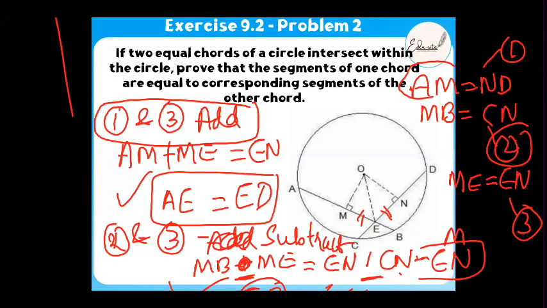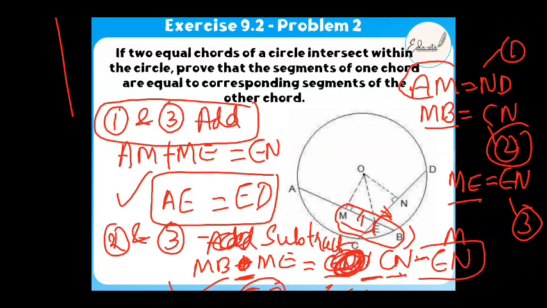Yes, beta? We subtracted MB and ME, right? Yes, we are subtracting MB minus ME. From this total, we are subtracting ME. What will we get? We'll just get the remaining EB. Correct? Yes. Then we are subtracting Cn minus En, beta. It's not En minus Cn. This is equation 2, right?